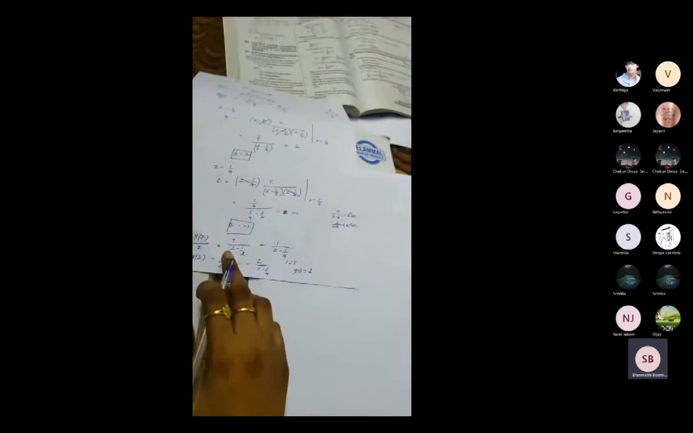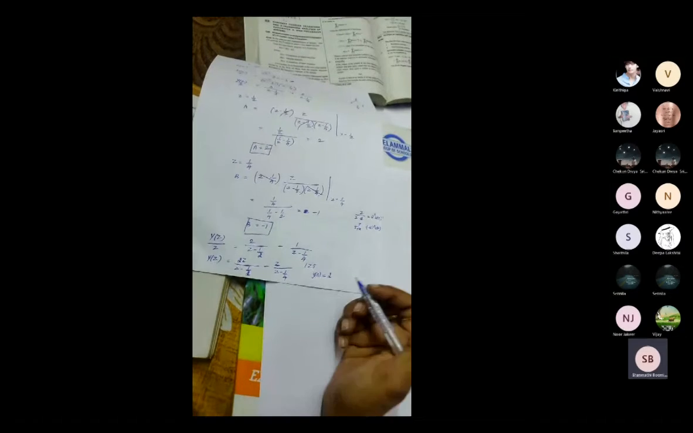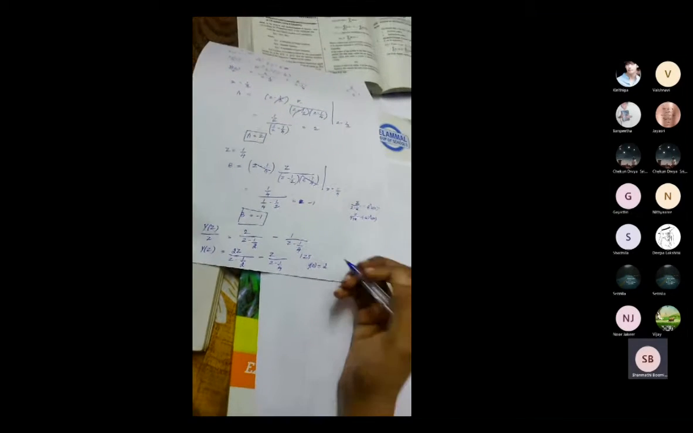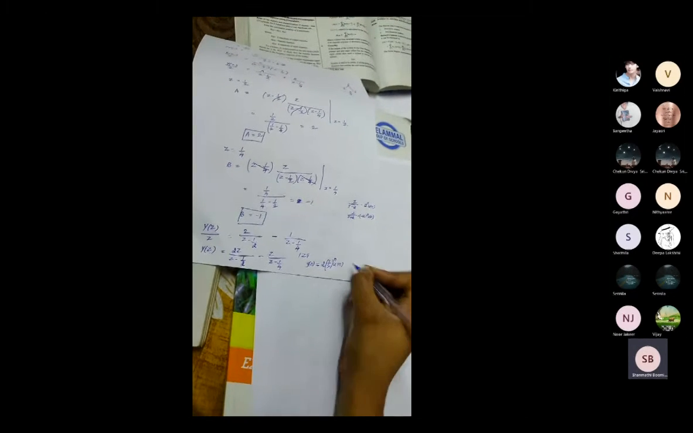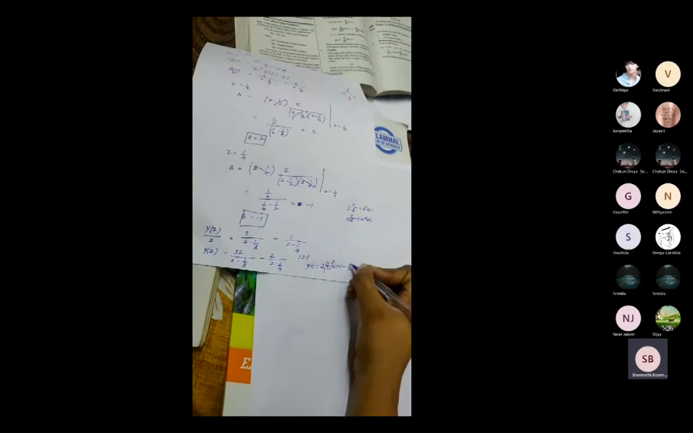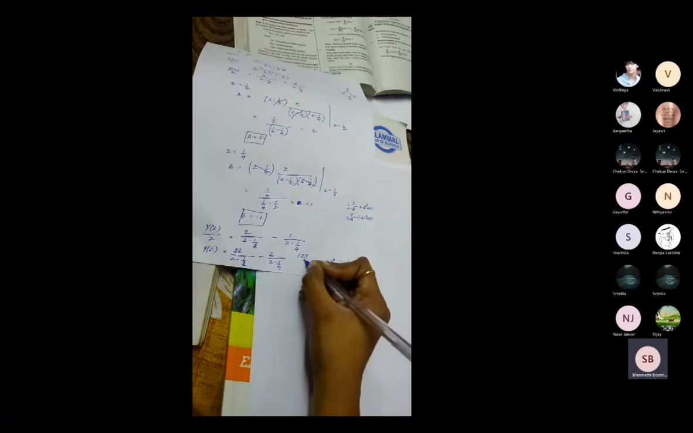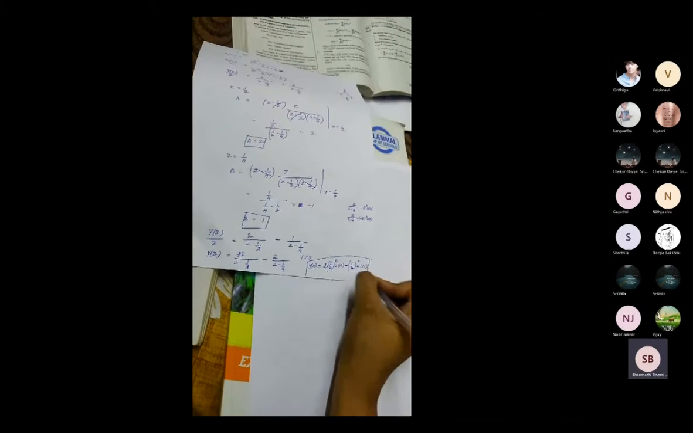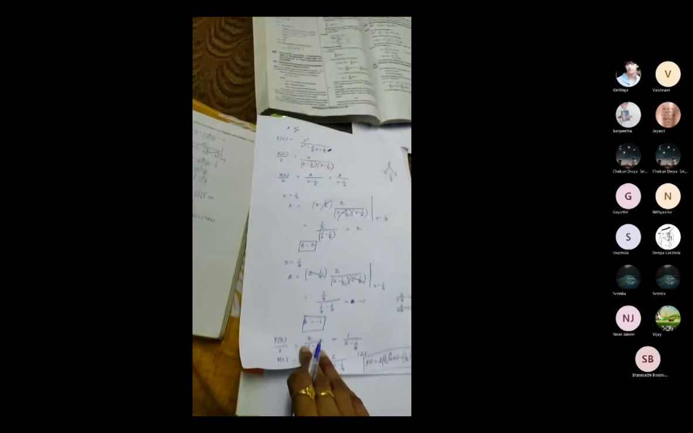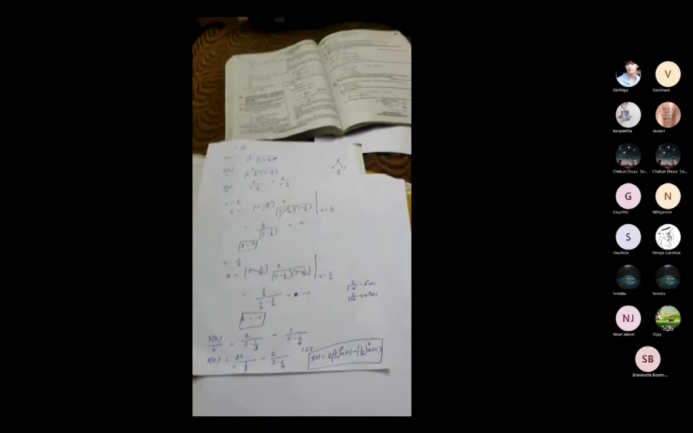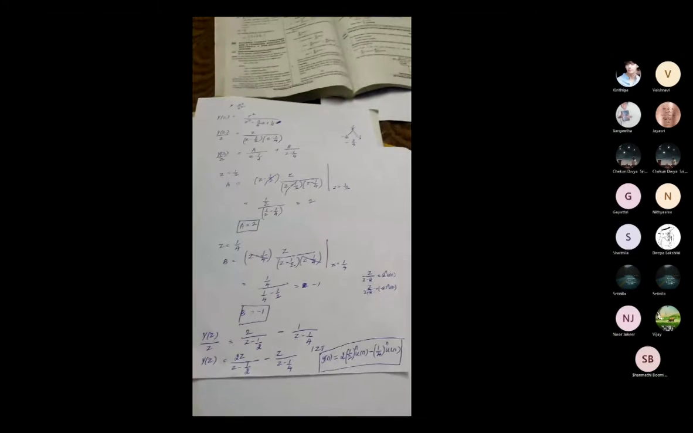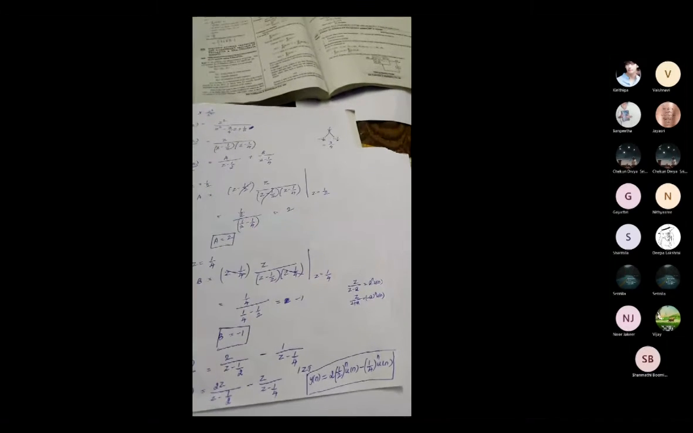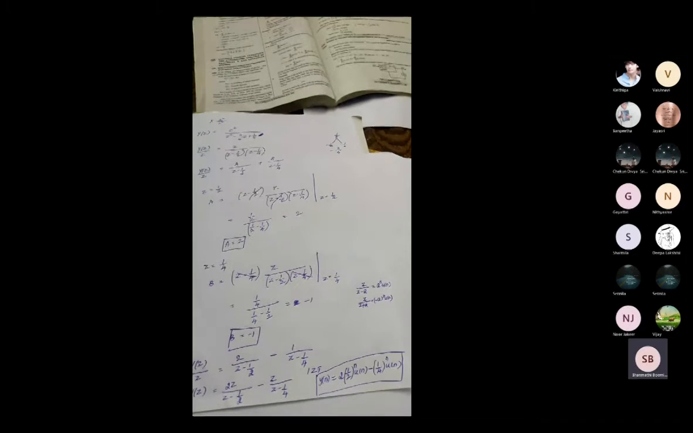Then tell me the answer for this. Here you have Z divided by Z minus 1 by 2. So what will come? 2 into 1 by 2 whole power n into u of n minus 1 by 4 whole power n into u of n. So this is your impulse response. Up to this, clear? Is my impulse response clear? I asked if it is clear.